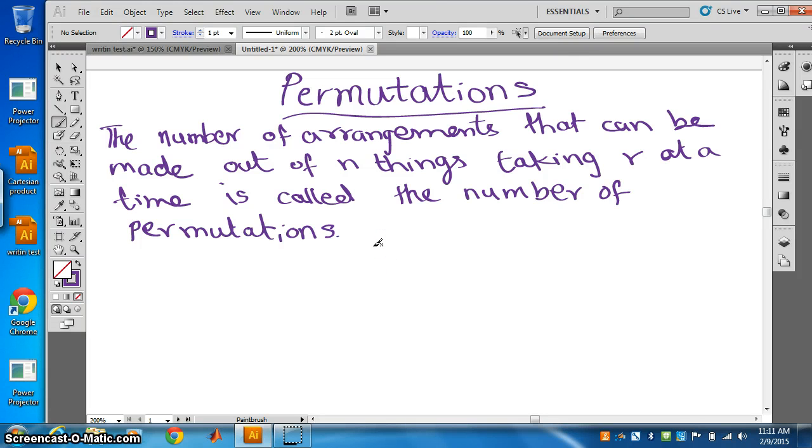Permutations. Permutations is different from combination. In permutation, the number of arrangements that can be made out of n things taking r at a time is called the number of permutations. Now I'll give you an example to show the difference.